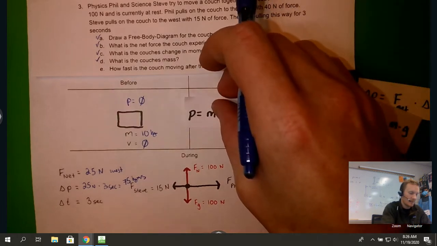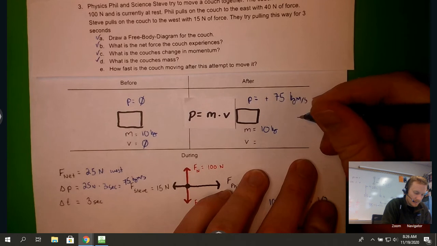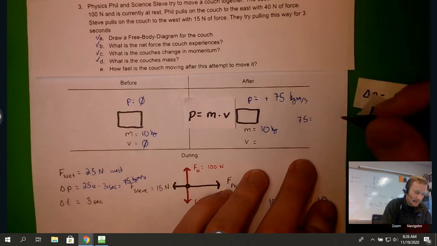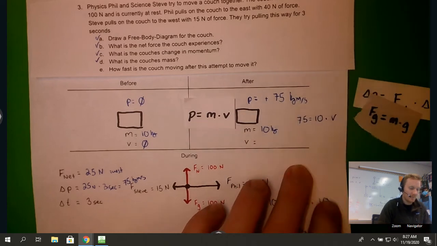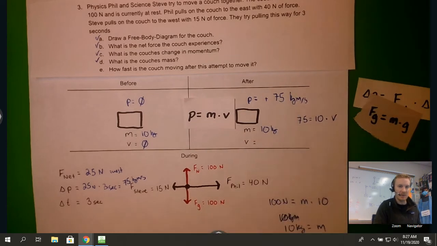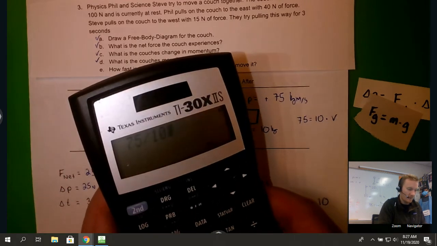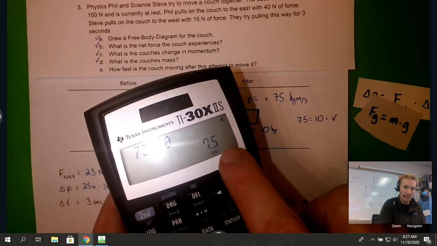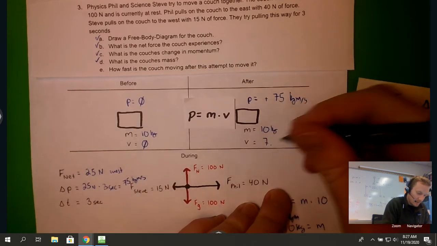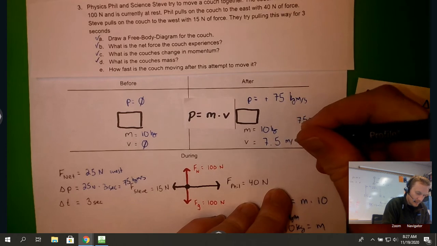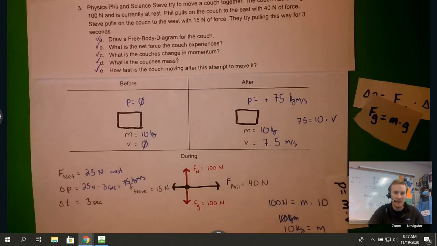Using our momentum equation, momentum is equal to mass times velocity, we now have all the details to figure out the final velocity. So my momentum was 75, and that's equal to the mass, which was 10, times my velocity. So what times 10 gives us 75? Well, if we divide both sides by 10, we should get 7.5. So that is our final velocity: 7.5 meters per second. Bam. And that's all we got.